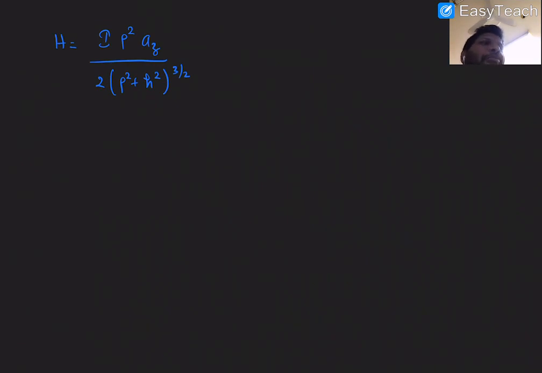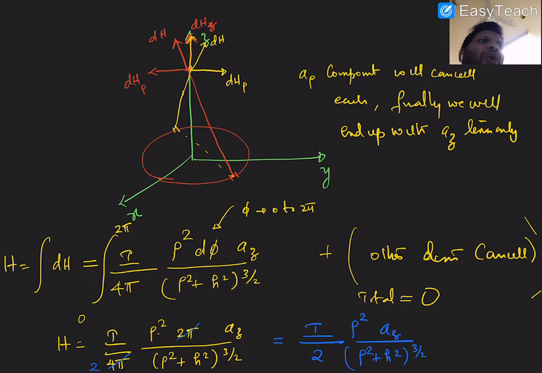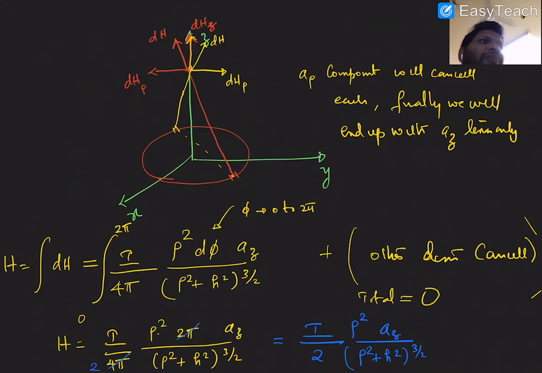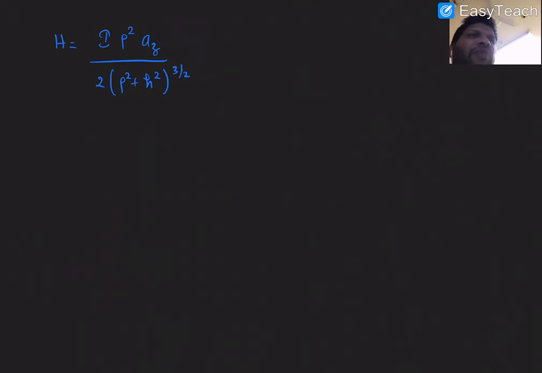Now we want to find the magnetic field intensity at (0, 0, 4) and (0, 0, -4). That means we want to find H at (0, 0, 4) and H at (0, 0, -4). So what is the only variable which is changing? That is nothing but h. So here h is equal to 4 and h is equal to -4.